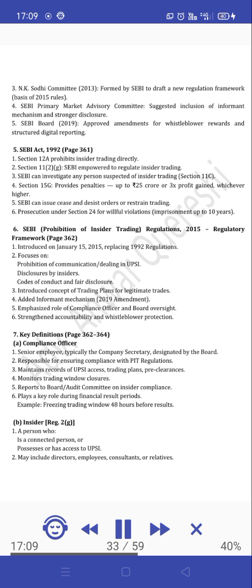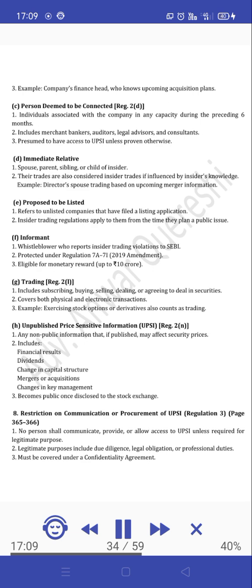B. Insider, Reg. 2(g). 1. A person who is a connected person or possesses or has access to UPSI. 2. May include directors, employees, consultants, or relatives. 3. Example, company's finance head, who knows upcoming acquisition plans. C. Person deemed to be connected, Reg. 2(d). 1. Individuals associated with the company in any capacity during the preceding 6 months. 2. Includes merchant bankers, auditors, legal advisors, and consultants. 3. Presumed to have access to UPSI unless proven otherwise.